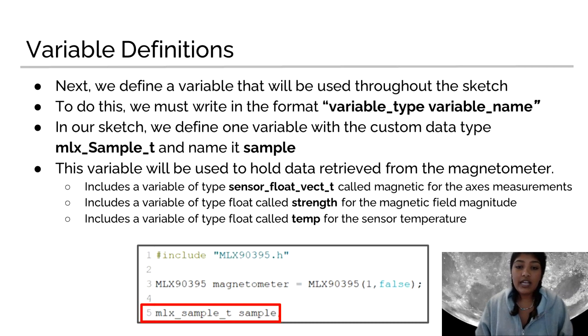It includes a variable of type sensor_float_vect_t called magnetic for the axes measurements. It includes a variable of type float called strength for the magnetic field magnitude, and includes a variable of type float called temp for the temperature sensor. And that variable definition is displayed below.